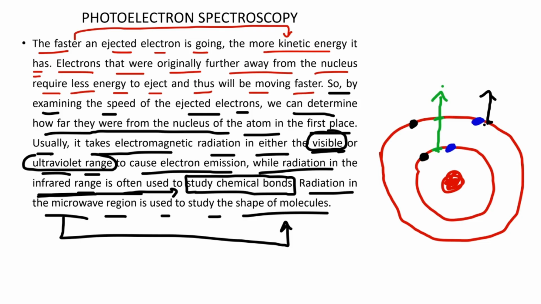Again, we have the visible and ultraviolet region, which will be used to emit electrons. We have the infrared region, which will be used to study the chemical bonds, and the microwave region, which will be used to study the shape of the molecules.